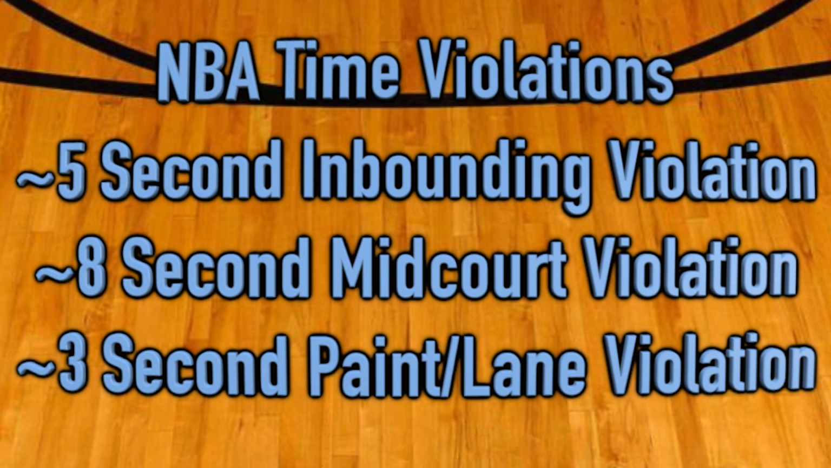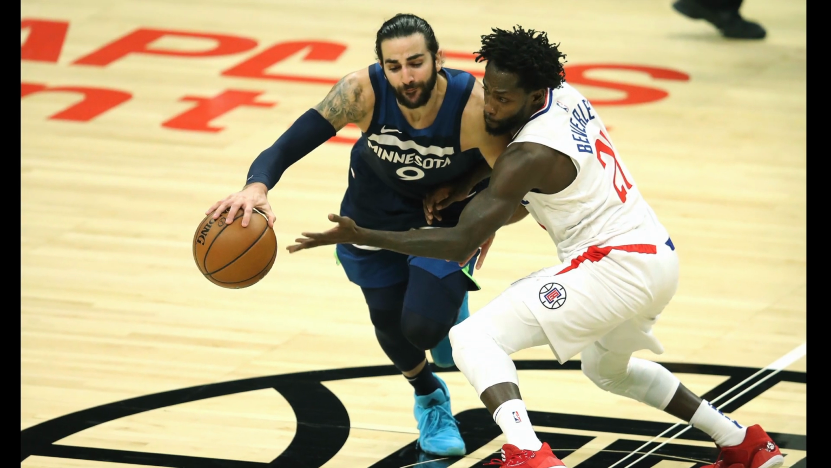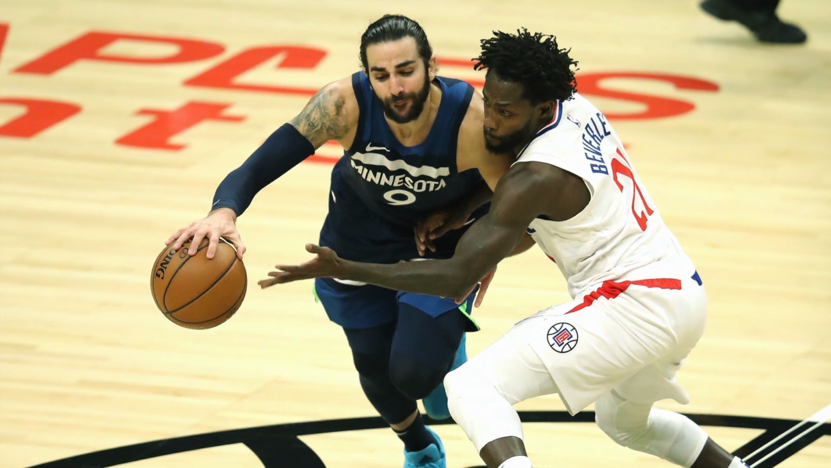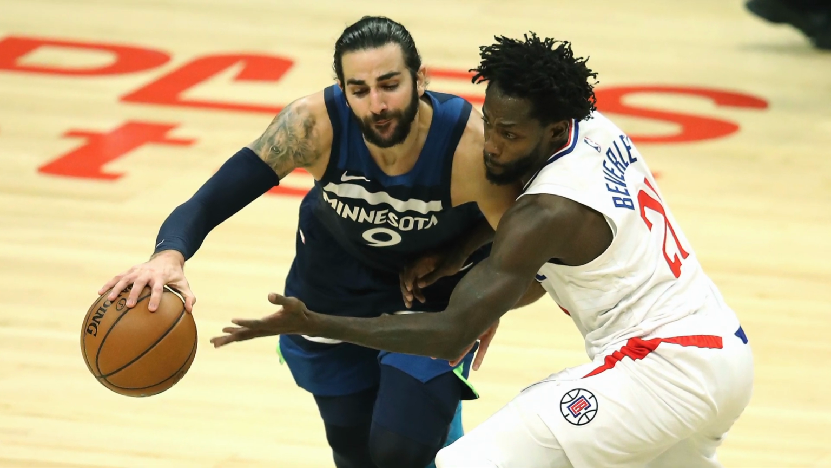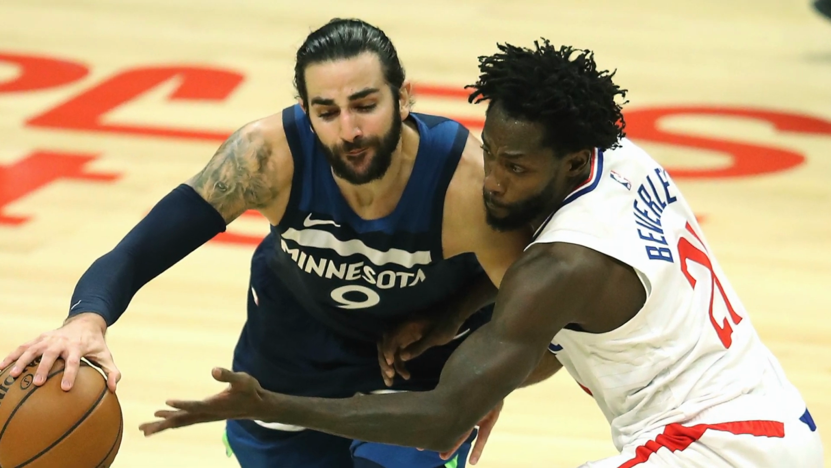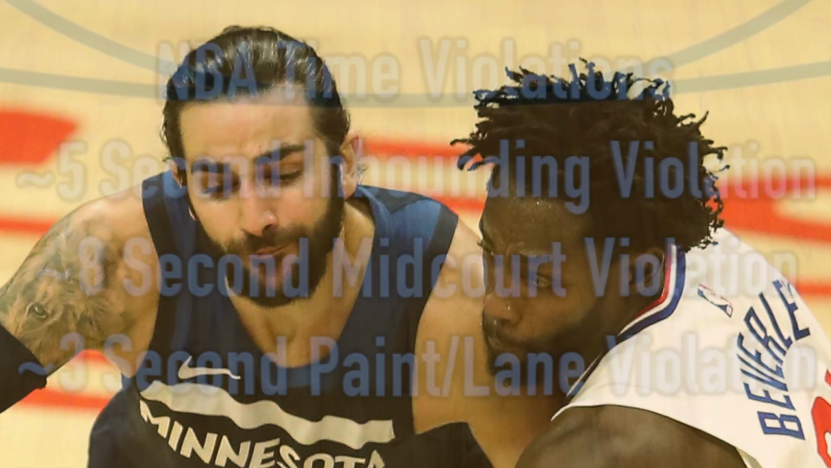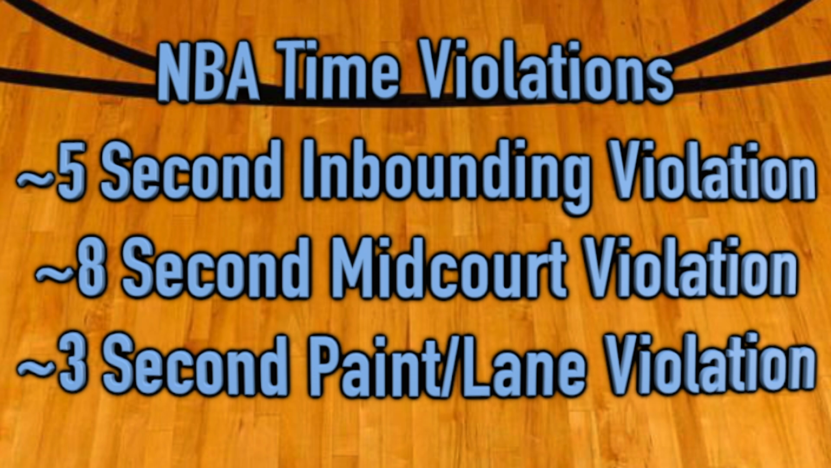We also have 8-second violations. After opponent made baskets, you have 8 seconds to dribble the basketball and cross over midcourt. If you take longer than 8 seconds, it's a turnover. You also can't go back across midcourt once you've already initially crossed it during that possession, or else it's a turnover as well.